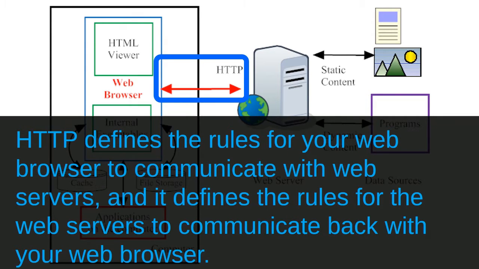As you can see in the illustration, the HTTP arrow runs both ways. HTTP defines the rules for your web browser to communicate with the web servers, and it also defines the rules for the web servers to communicate back with your web browser.